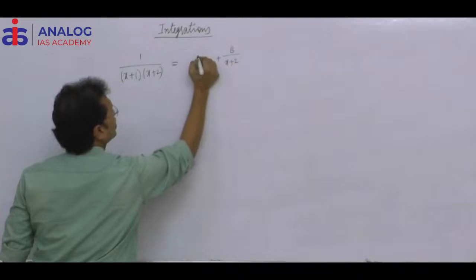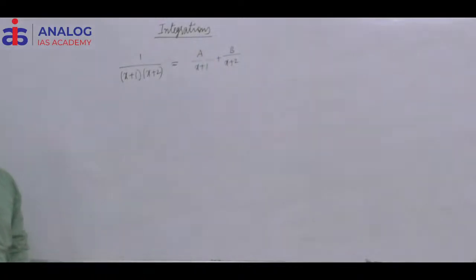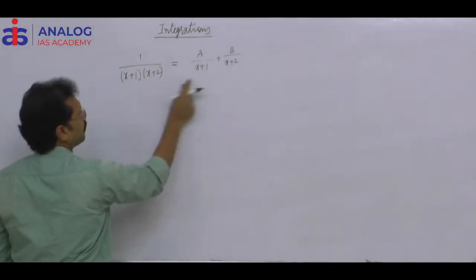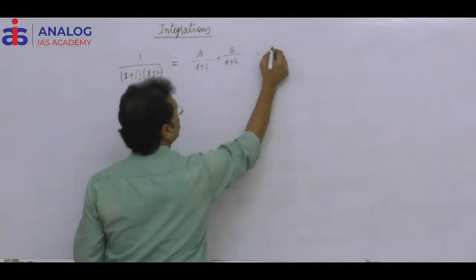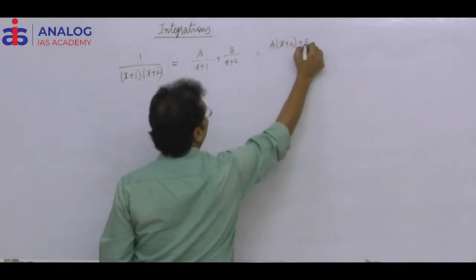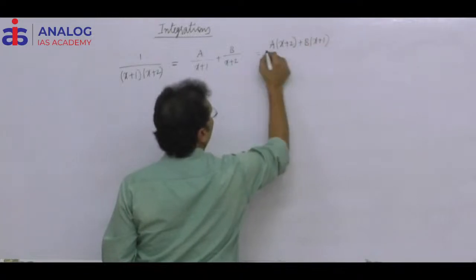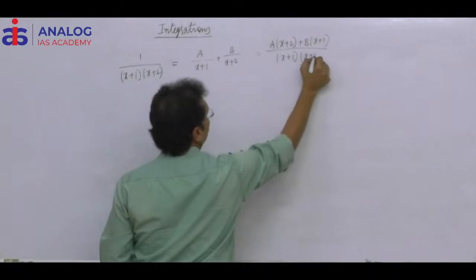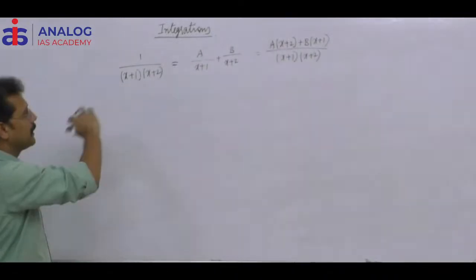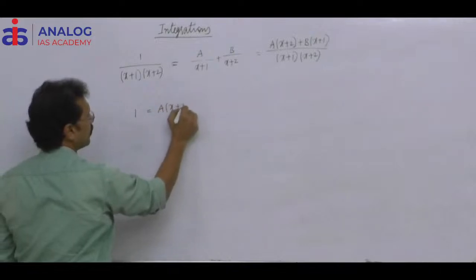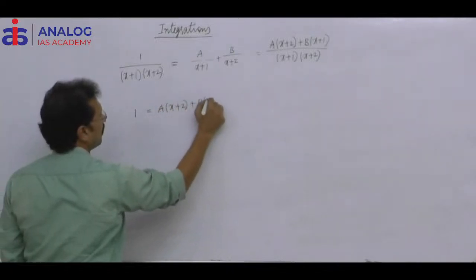This is A. Okay. Generally, how would we solve this is, look at the numerators. Denominator here, if I try to simplify this one, this becomes A into x plus 2 plus B into x plus 1 by x plus 1 into x plus 2. That's how it is, right? Comparing these two, what happens? 1 equal to A into x plus 2 plus B into x plus 1. That's what it is.